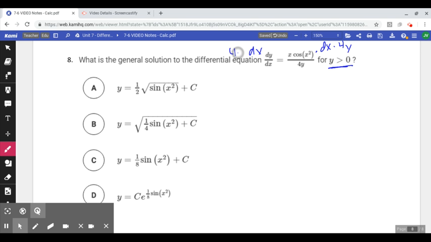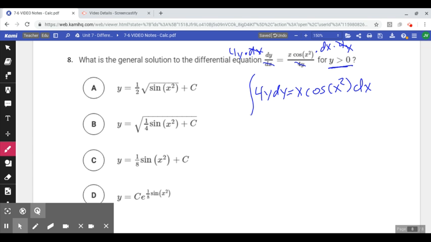If we multiply each side by 4y and dx, watch what happens. The dx cancels on the left, and then the 4y cancels on the right-hand side. So we wind up with 4y is equal to x times the cosine of x squared, and then we have dx. We've successfully separated our variables, so now it's time to integrate each side, and I completely forgot to write down the dy. That still has to stay on the left-hand side, so we'll sneak that right in there.